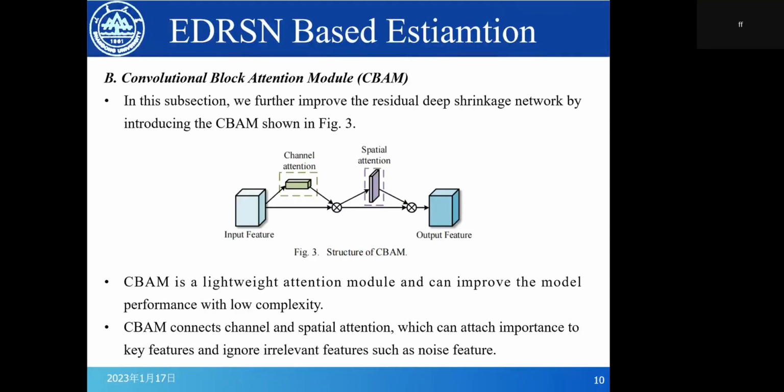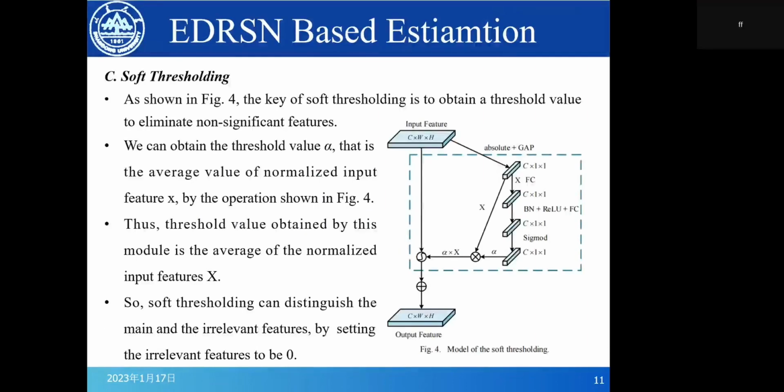Next is the convolutional block attention module, so the CBAM. In this subsection, we further improve the deep residual shrinkage network by introducing the CBAM shown in figure 3. CBAM is a lightweight attention model and can improve the model performance with low complexity. CBAM connects channel and spatial attention. So we can see here, the green one is the channel attention, and the purple, second one is the spatial attention, which can attach importance to key features and ignore irrelevant features such as noise features.